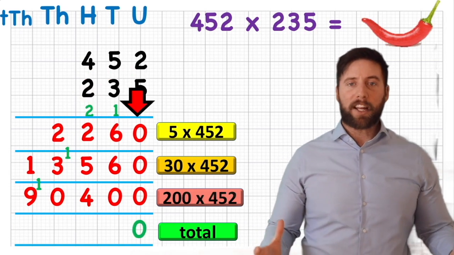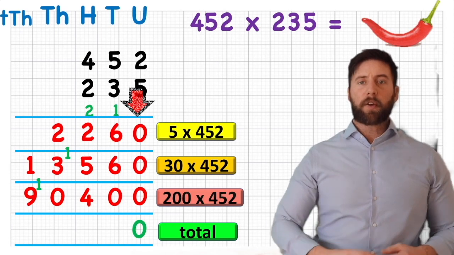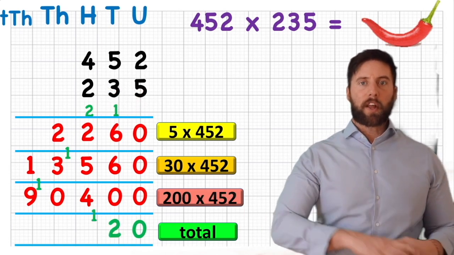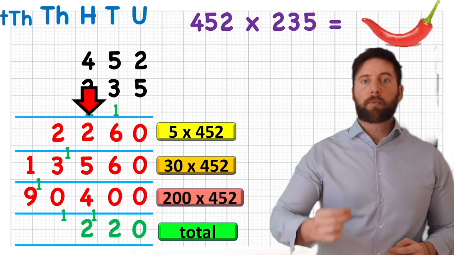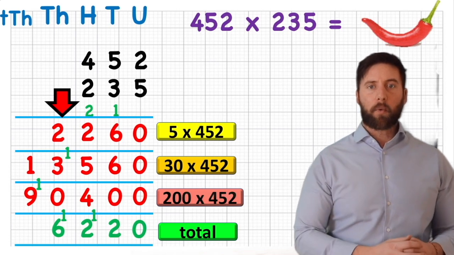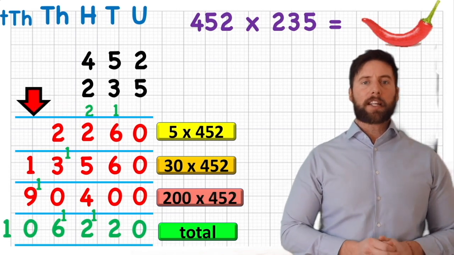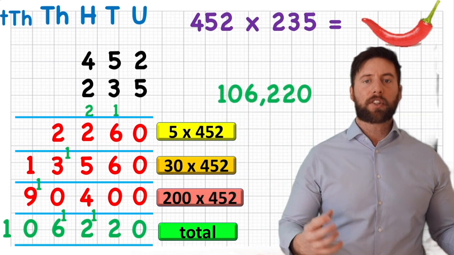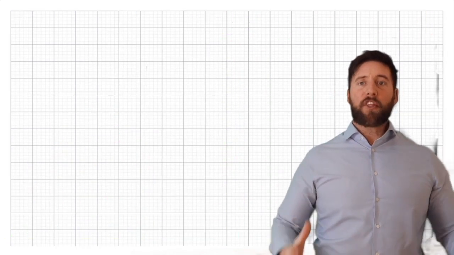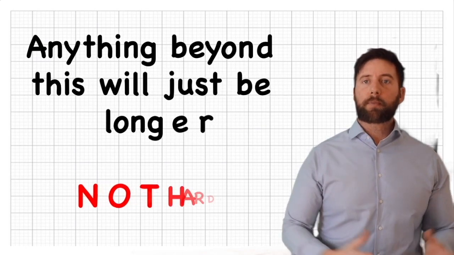Okay, let's make sure we add it up. So 0 plus 0 plus 0 is 0, obviously. 6 plus 6 is 12, making sure not to include that other 1. 2 plus 5 plus 4 plus that 1 is another 12. And then 2 plus 3, add the spare 1 is 6. 1 plus 9 is 10. So we get 106,220.